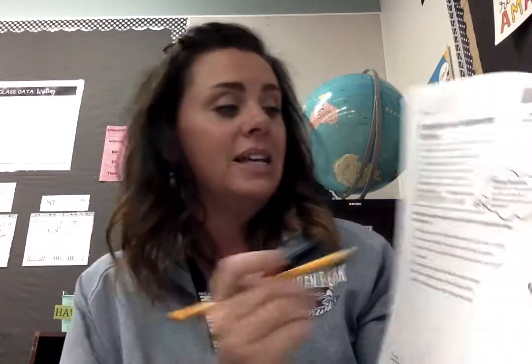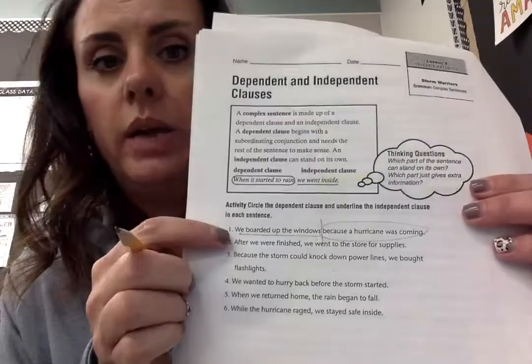We boarded up the windows. That can be a sentence all on its own. So that is an independent clause. But listen to the next part. Because a hurricane was coming. That is a dependent clause. That cannot be a sentence all on its own. And it has that subordinating conjunction in it. So we circle the dependent clause, which is that last part right there. And we underline the independent clause, which is the beginning right there.